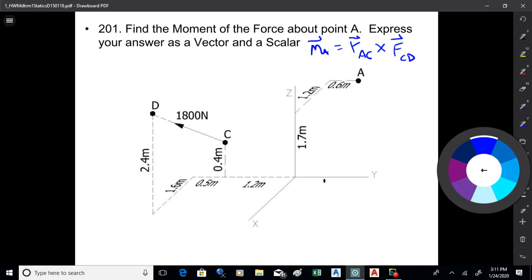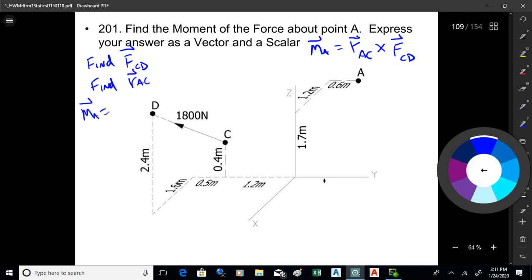Now that formula is on your formula sheet. It's down in the lower left. And I would suggest that you start looking at the formula sheet a little bit, because that's what I'll give you on the test. This will be your notes for the test. So just look at it, know where the stuff is. So you've got M equals R cross F on there. All right, so what you're going to do then on this is find FCD, and then find RAC, and then do the cross. That's the steps.